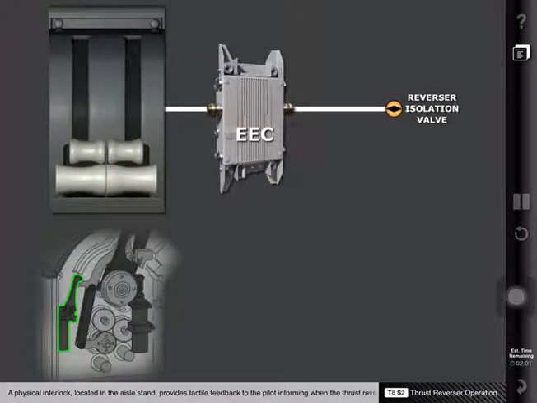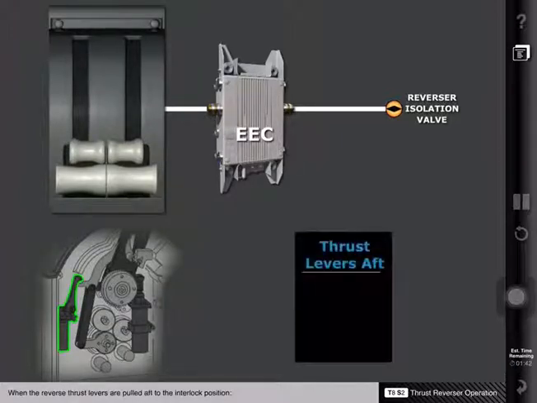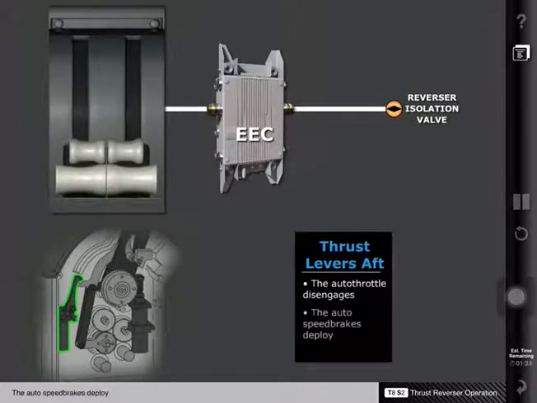A physical interlock located in the aisle stand provides tactile feedback to the pilot, informing when the thrust reverser is or is not deployed. The interlock prevents movement of the reverse thrust lever beyond the reverse idle position until the cowl is partially deployed. When the reverse thrust levers are pulled aft to the interlock position, the auto throttle disengages and the auto speed brakes deploy.